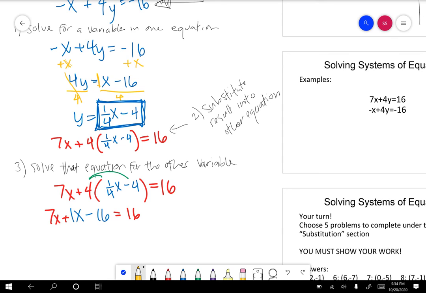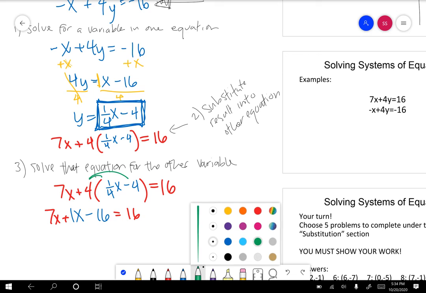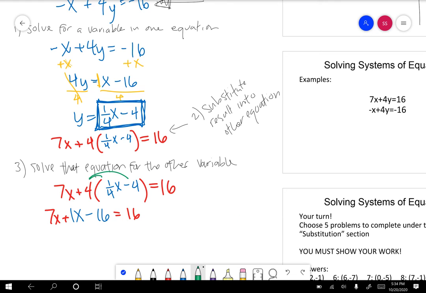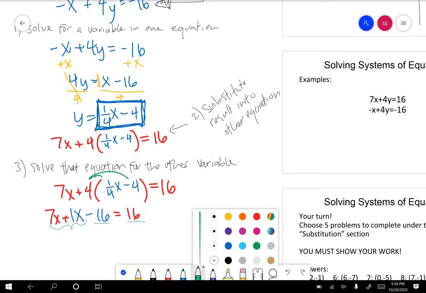From here, we want to combine our like terms. Our like terms in this case are going to be the x's and the non-x's.